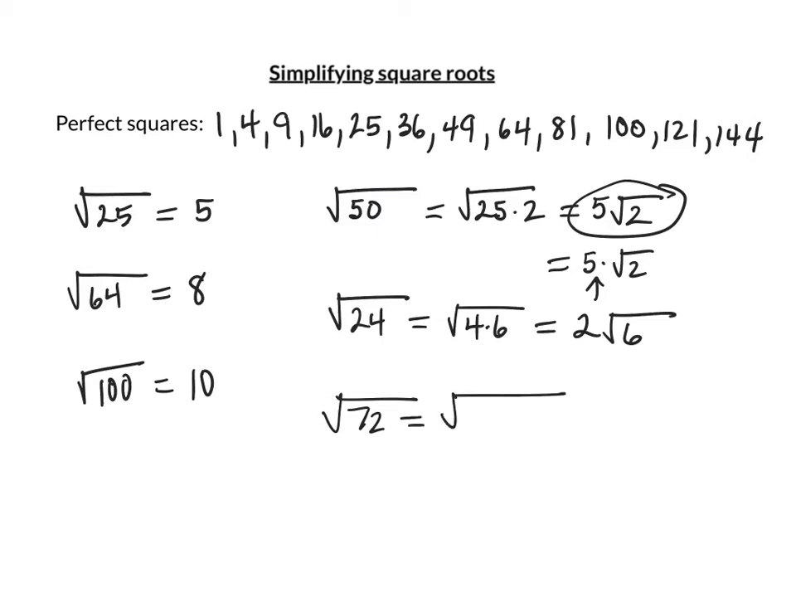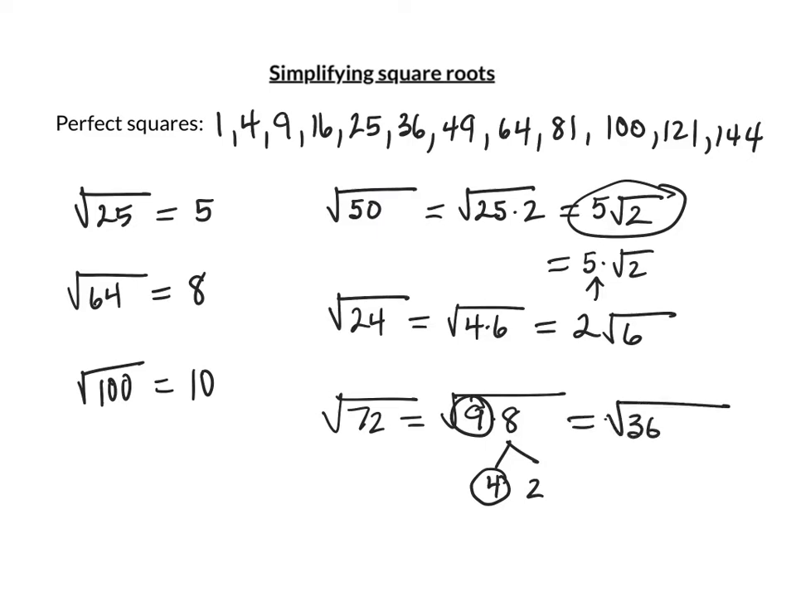Students often grab 72, and because they practice their times tables, they recognize that 72 is 9 times 8. 9 is a perfect square, but the problem is 8 still has a perfect square in it. That tells you that there's a bigger perfect square in 72 than 9. In fact, 8 is 4 times 2, and that 4 and that 9 are both perfect squares. 4 times 9 gives me the biggest perfect square.